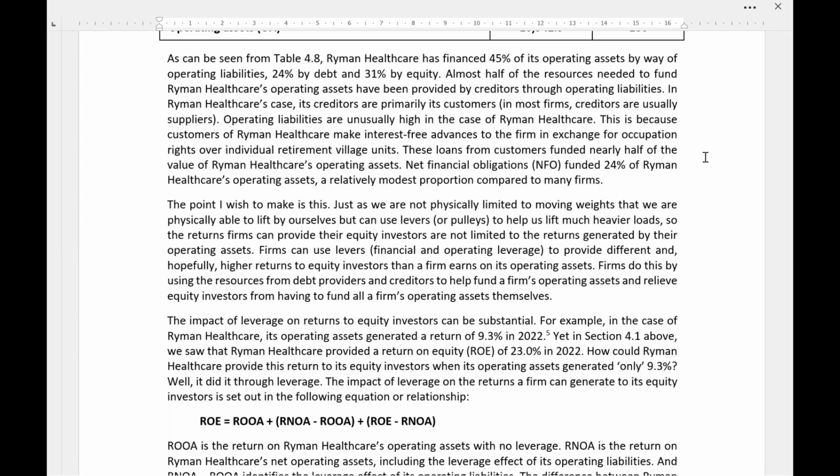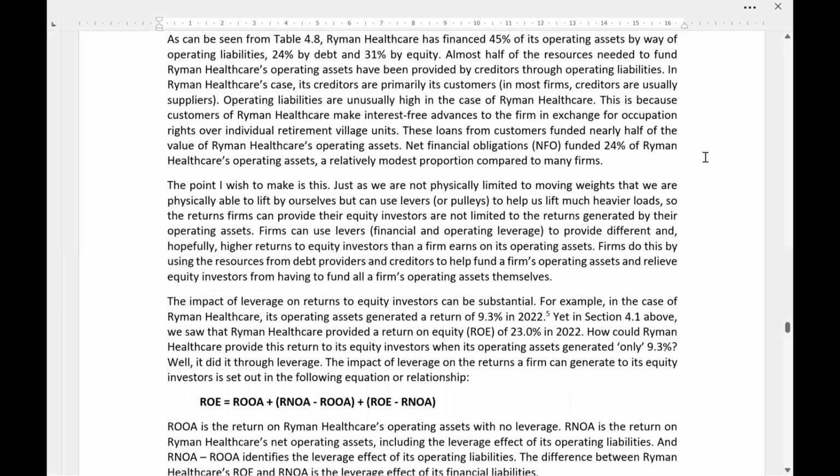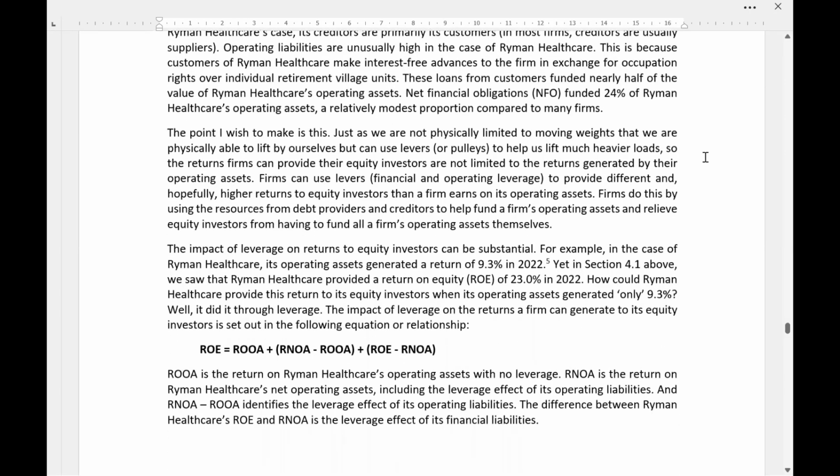This is because customers of Ryman Healthcare make interest-free advances to the firm in exchange for occupation rights over individual retirement village units. These loans from customers funded nearly half of the value of Ryman Healthcare's operating assets. Net financial obligations, NFO, funded 24% of Ryman Healthcare's operating assets, a relatively modest proportion compared to many firms. The point I wish to make is this.